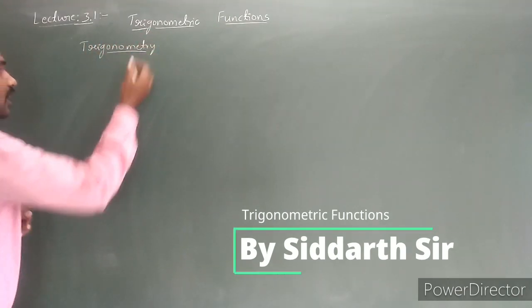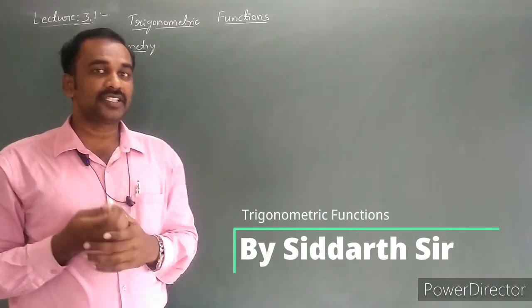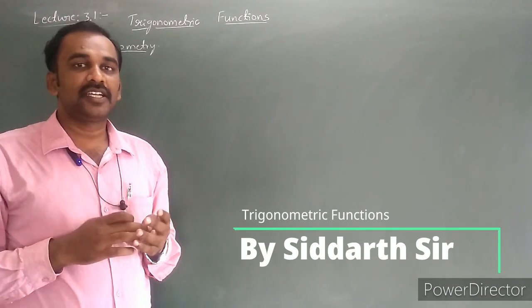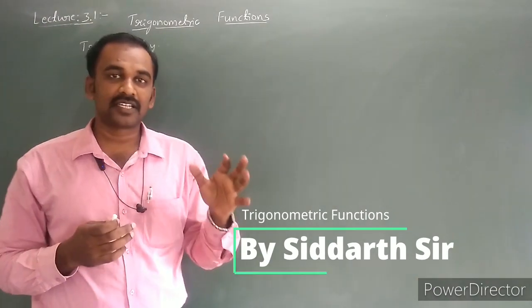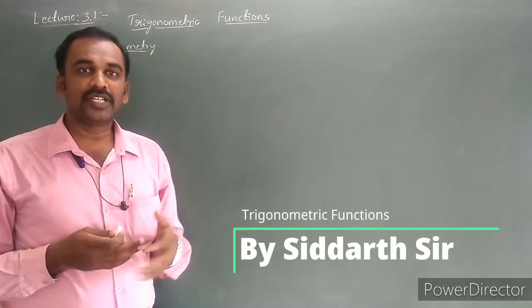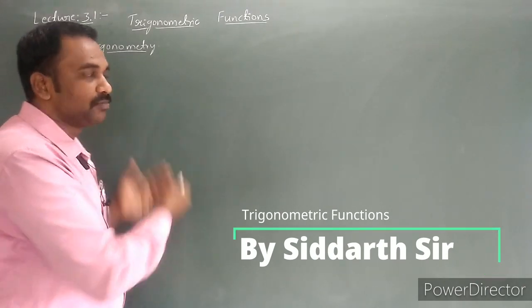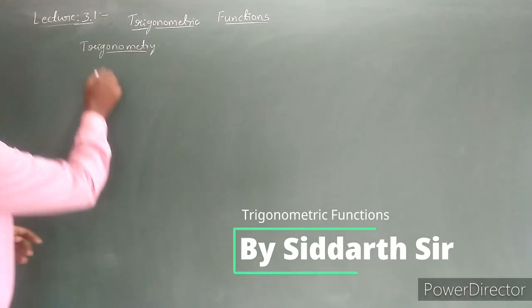At school level, I think you already know the basic idea of trigonometry, the 6 ratios: sine, cos, tan, cot, cosec and secant. These are the 6 trigonometric ratios. Once again, we'll come to know what is meant by trigonometry from the basic introduction class onwards. So what is meant by trigonometry?